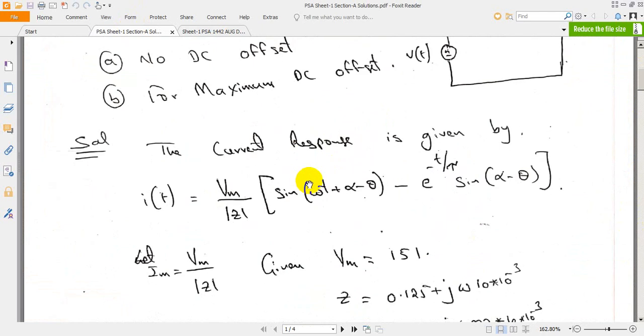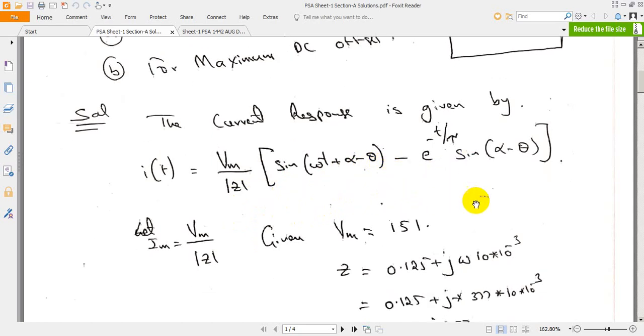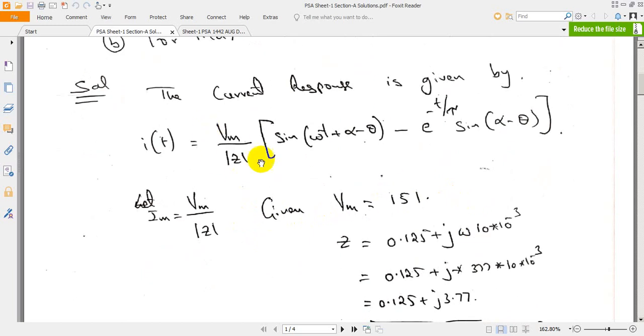we need to identify the current response at two different stages. First let us identify the current response. The current response is given by i(t) equal to Vm by Z sin(omega t plus alpha minus theta) minus e to the power minus t by tau sin(alpha minus theta). This is the maximum value, for which we need to know Vm by Z.